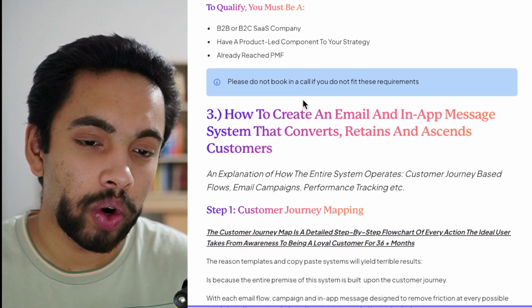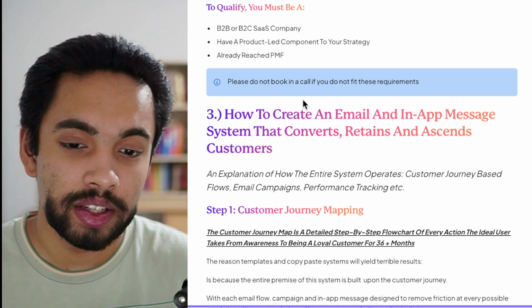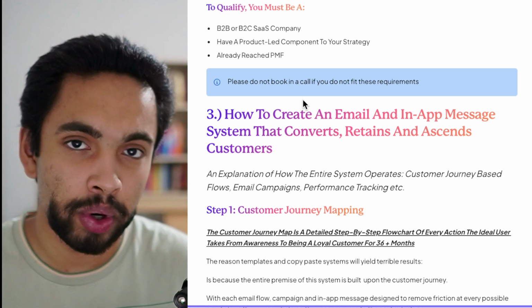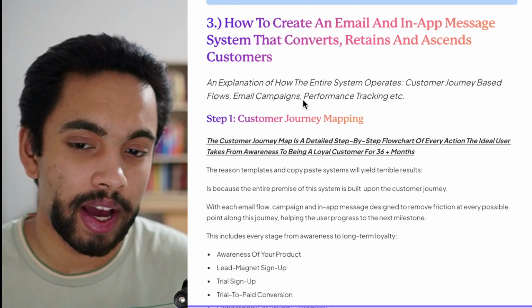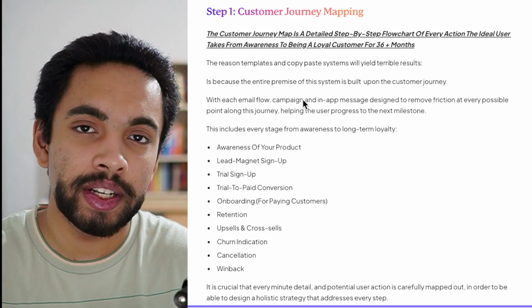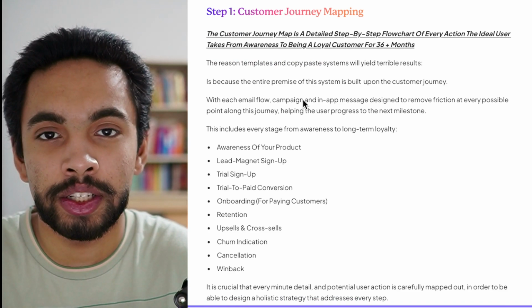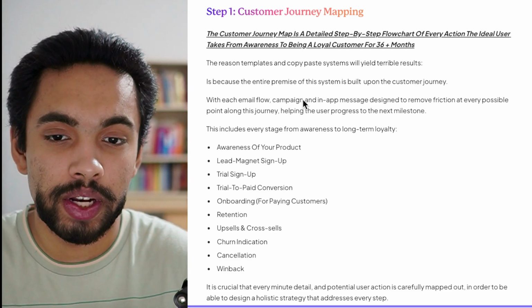So how do you actually create an email and in-app message system that converts, retains, and ascends customers? This is a full explanation of how the entire system operates, the customer journey-based flows, email campaigns, performance tracking, etc. So first of all is the customer journey mapping, which is a full detailed step-by-step flowchart of every single action the ideal user takes from awareness to being a loyal customer for 36 plus months.